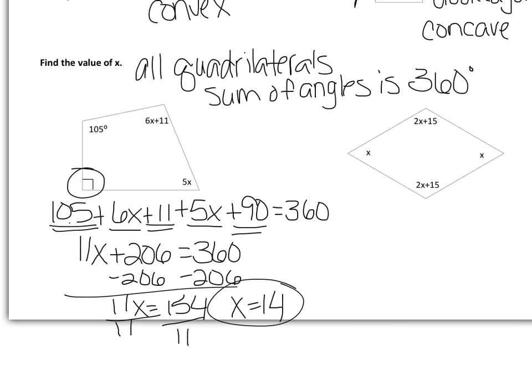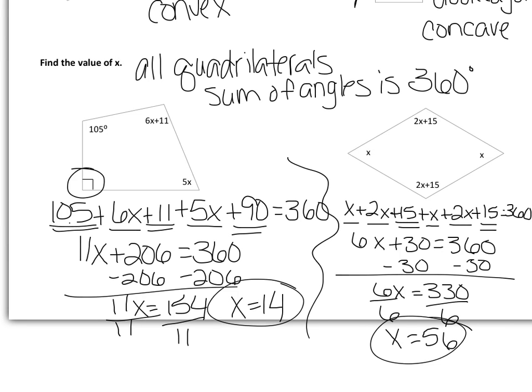Okay, so I want you to do this next one. Add up all the sides and set it equal to 360. Pause the video and work out that problem for me. Alright, hopefully you ended up with x equals 56. If not, go ahead and check your work and see where yours varies from mine.